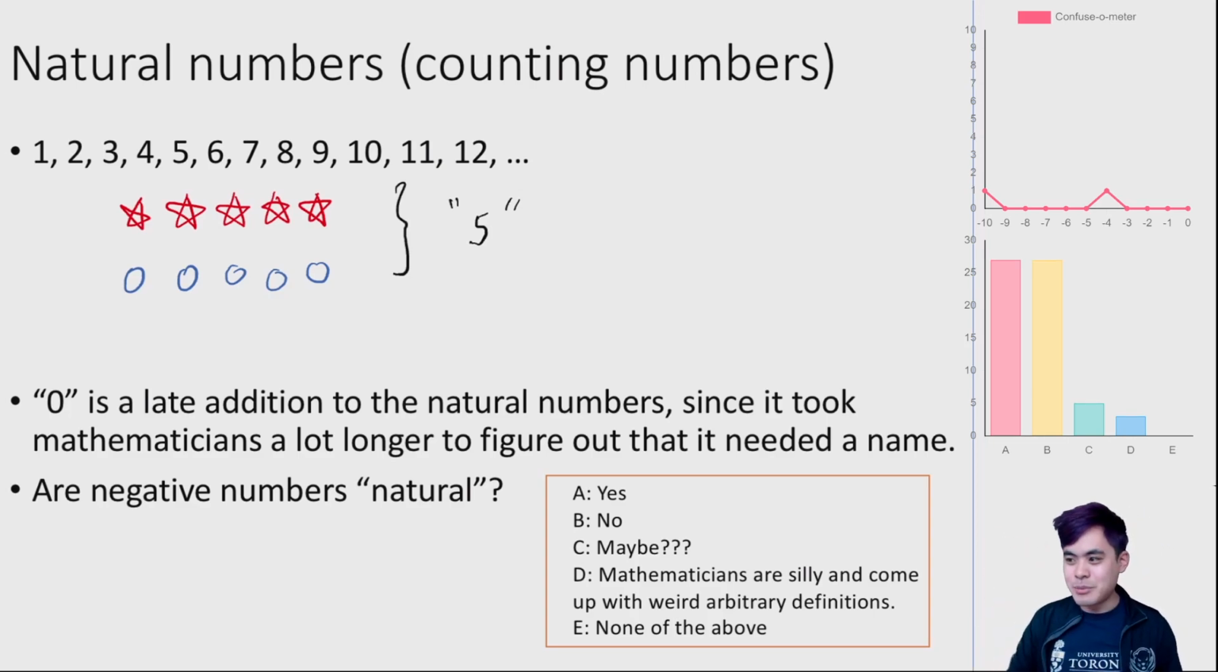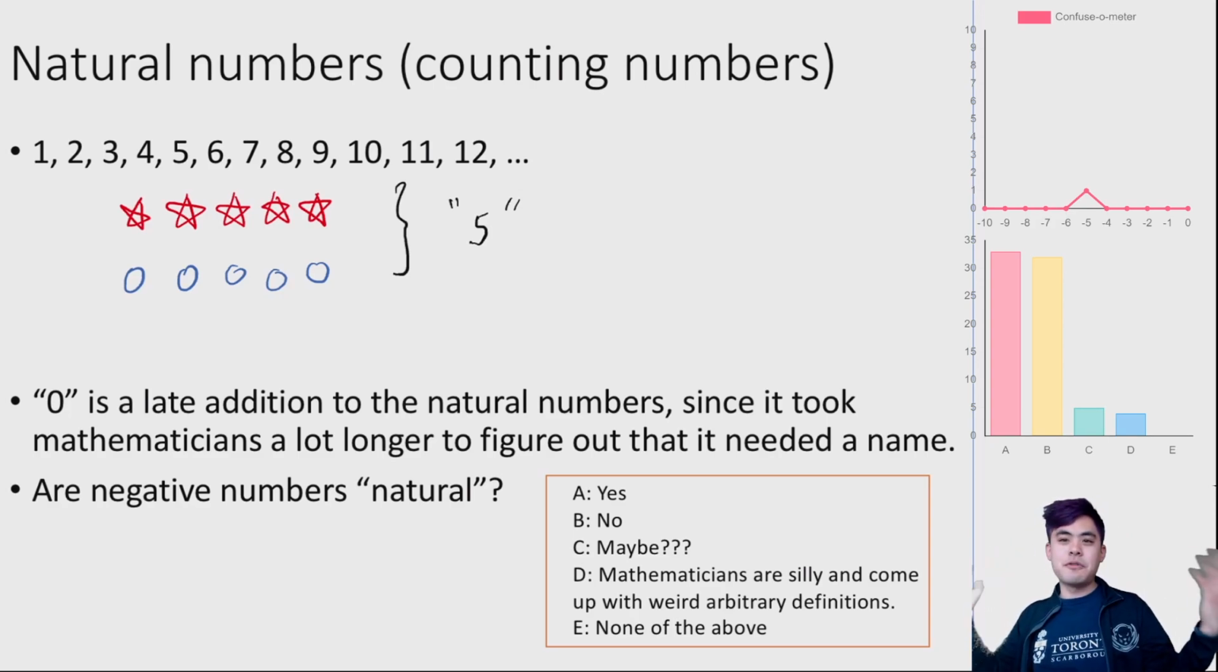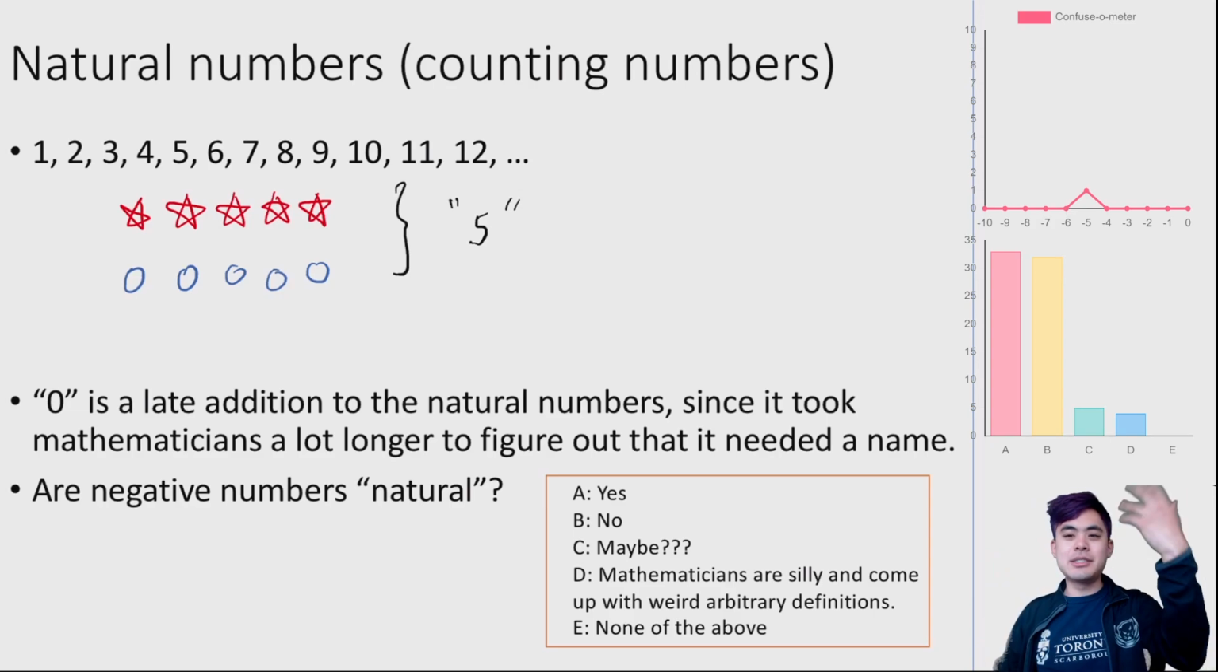Mathematicians are silly and come up with all kinds of weird arbitrary definitions. But that doesn't change the fact that those weird arbitrary definitions are sometimes quite useful. Okay, so it looks like we're pretty evenly split. Are the negative numbers natural? And so the answer to that really depends on how you define it. As a mathematician, what I would say is, well, we haven't defined the term natural, and so it doesn't make sense to ask that question.